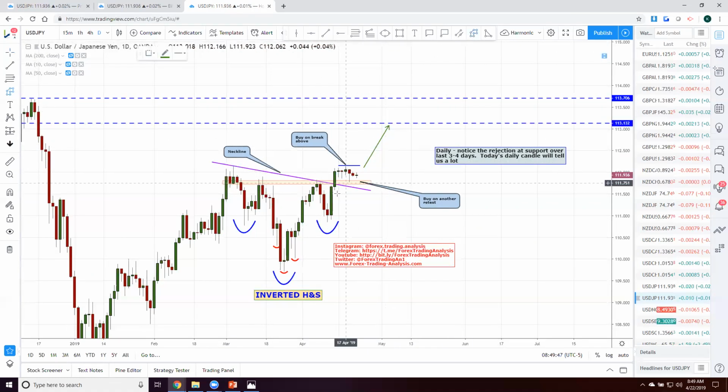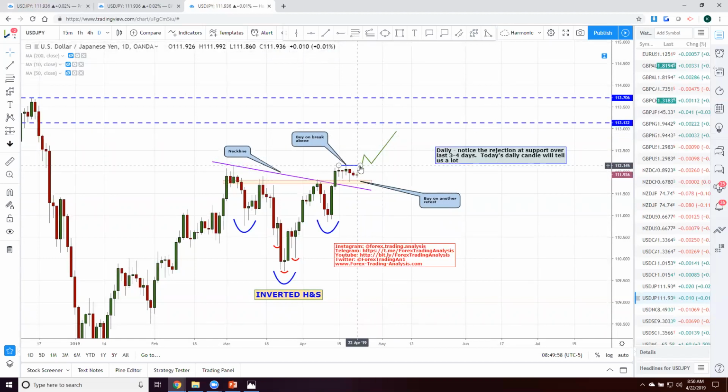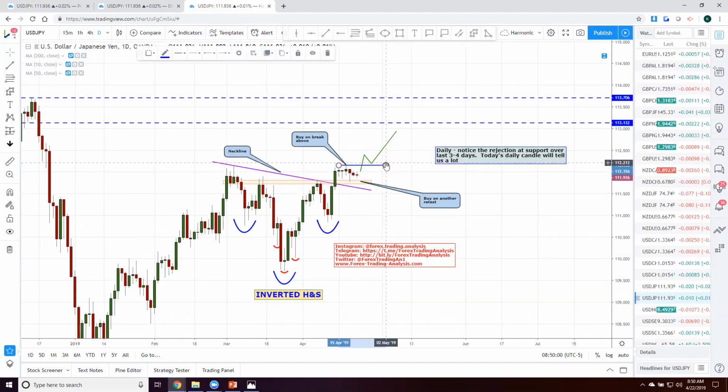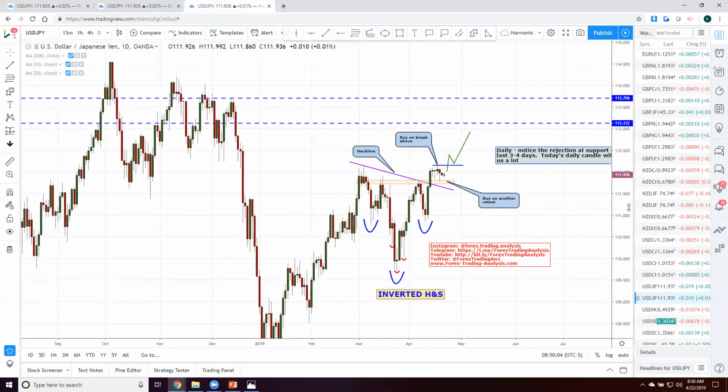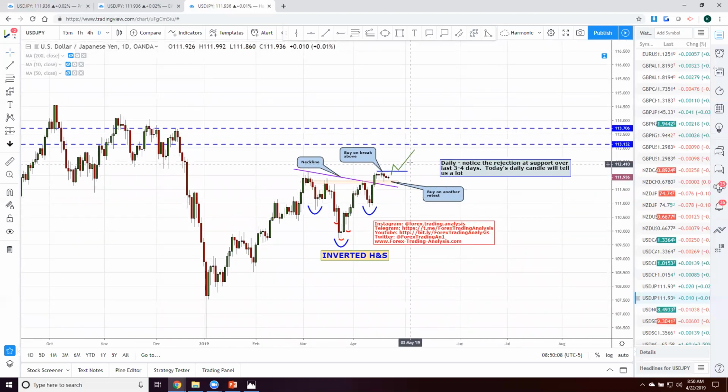You could trade breakout, retest. You can buy on the retest of this. All depends on how you like to trade. As you can see, a couple of patterns here indicate we could see a little bit higher level in the dollar yen.